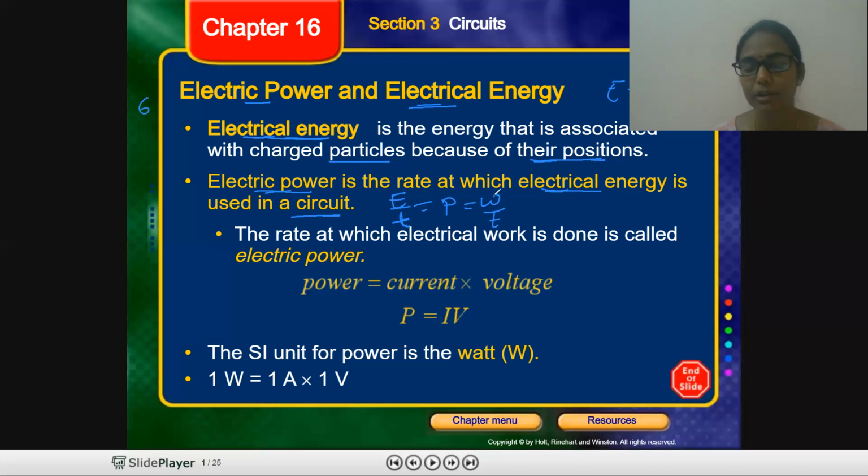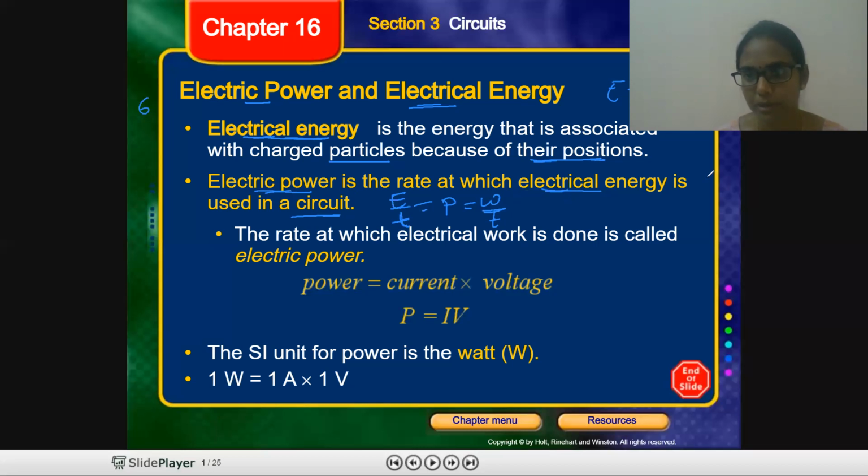What is doing work here? Whatever you connected, like bulbs. Okay, to glow the bulb, work needs to be done, and to run any machines you need to do work. So work done in a given time, that is the power. Okay, what is your power? How much work you are doing in a short interval of time.